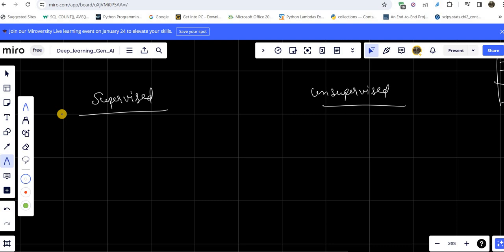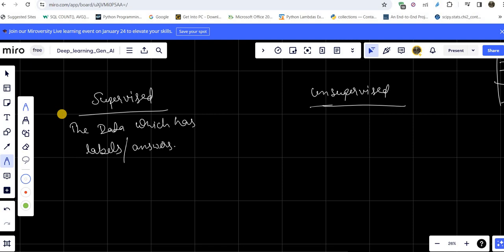Now, supervised. Supervised and unsupervised are in the context of the data, not in the context of the algorithm. So, what is supervised data? The data which has labels or answers, and unsupervised is the opposite of that: the data which doesn't have labels or answers.